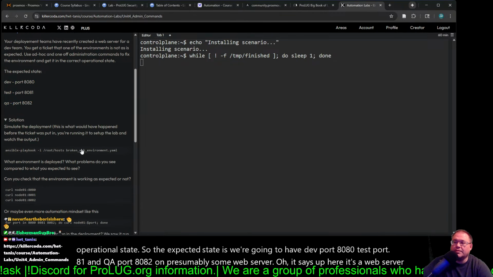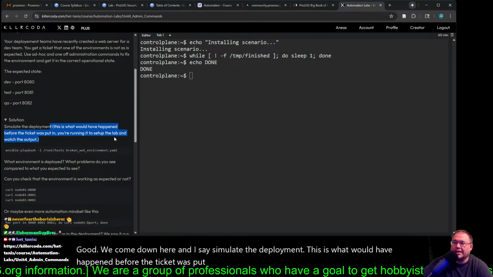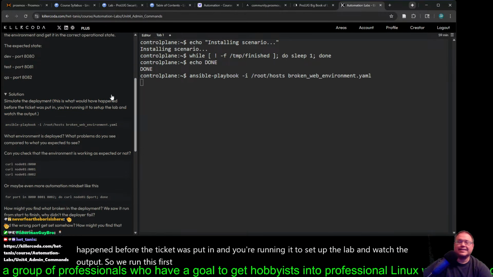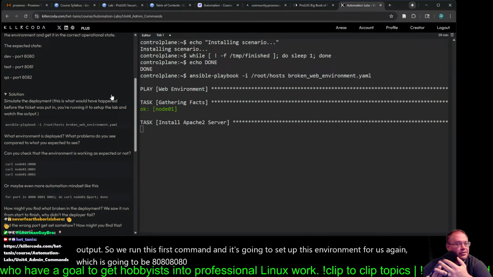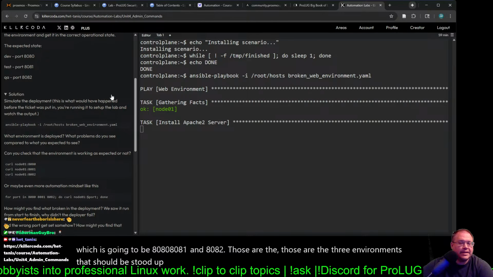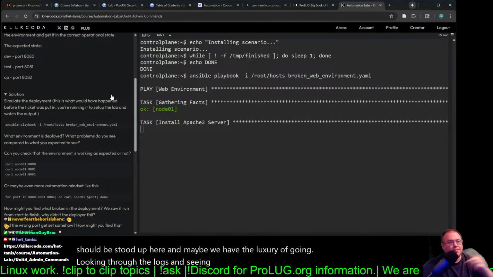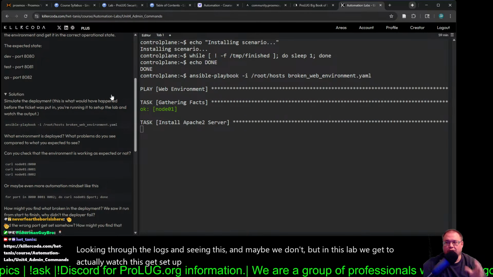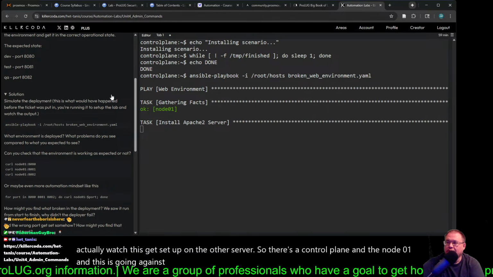We come down here and it says simulate the deployment. This is what would have happened before the ticket was put in, and you're running it to set up the lab and watch the output. So we run this first command, and it's going to set up this environment for us again, which is going to be 8080, 8081, and 8082. Those are the three environments that should be stood up here. And maybe we have the luxury of going and looking through the logs and seeing this, and maybe we don't. But in this lab, we get to actually watch this get set up on the other server. So there's a control plane and a node01, and this is going against that host file and running it.